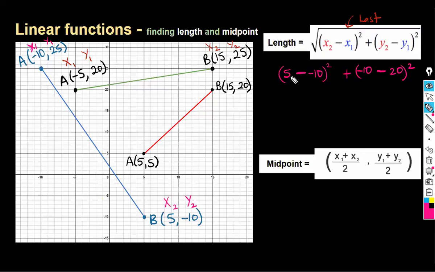Y1 is 20. Two minus signs will touch here, so you'll get 15 squared. Minus 10 minus 20 is minus 30. Yeah? If you're minus 10 and then you're minus 20, you're going to get minus 30. 15 squared is 225. Minus 30 squared. I told you, I gotta be careful. When you're squaring something and it's negative, make sure and put the brackets. When you square minus 30, I guarantee you, you'll get 900.